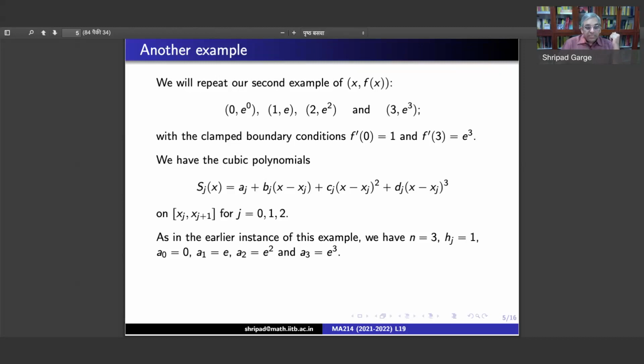You have a0 is 0, a1 is e, a2 is e square, and a3 is e cube. I spot a mistake here. A0, which is the function value at 0, has to be 1. So I'll make that change. A0 is 1, A1 is e, A2 is e square, and A3 is e cube.